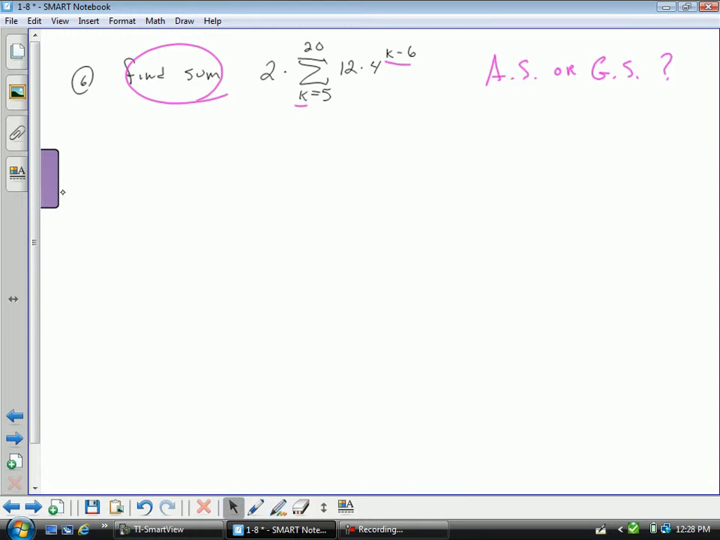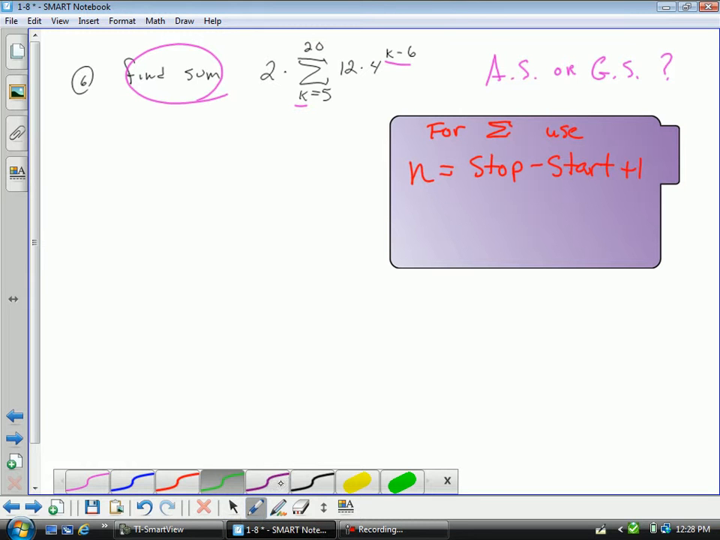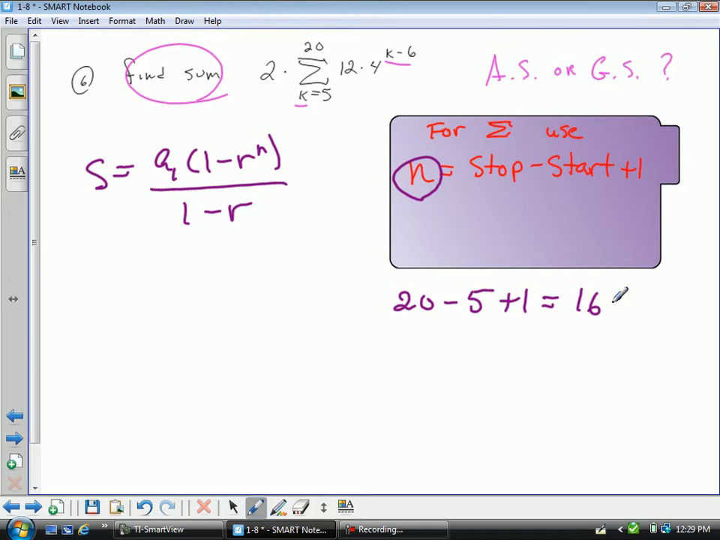And the rule for the geometric sequence we have to remember was previously given to you was here. So for this, we need to find the first term, the common ratio, and the number of terms here. Now, I can't emphasize how important it is to remember this when dealing with a sigma. If you want to find out how many terms you have, you're going to be taking your stop value, subtract from it the start value, then add 1. So that's easy. That's 16.